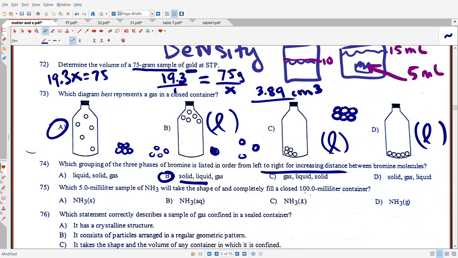Next one, which 5 mL sample of ammonia (you're going to learn NH3 is ammonia) will take the shape and completely fill a container? As soon as I say completely fill a closed container, I know I'm looking for a gas. So I have to look at the subscript here. This is solid. This means it's a solution in water, and that's a liquid.